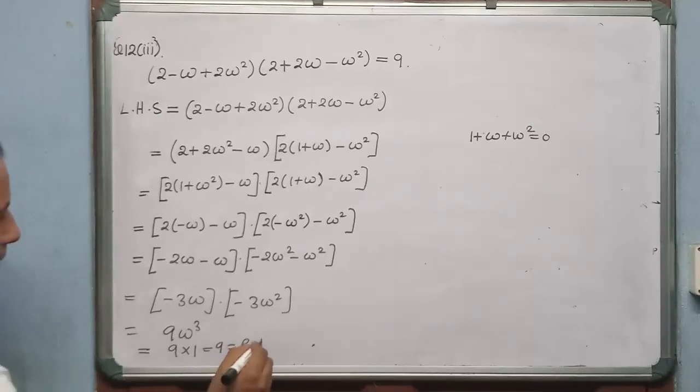This equals the right hand side. With this numerical, the concept of complex numbers is clear.